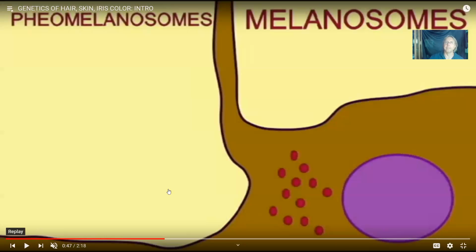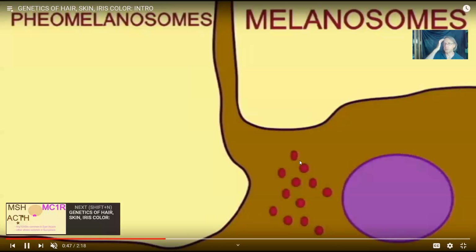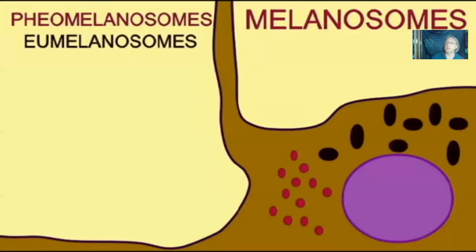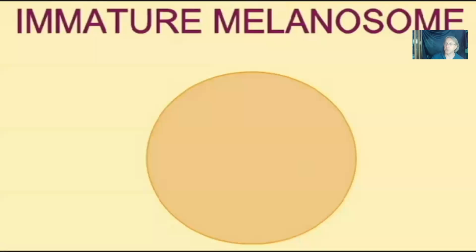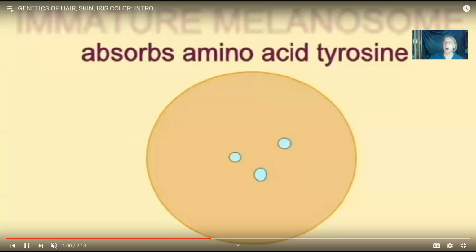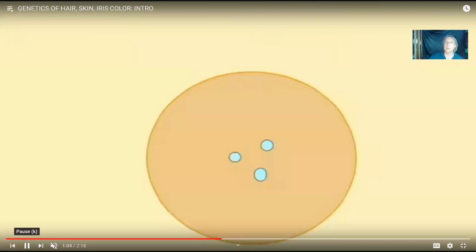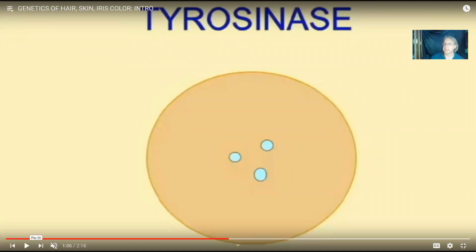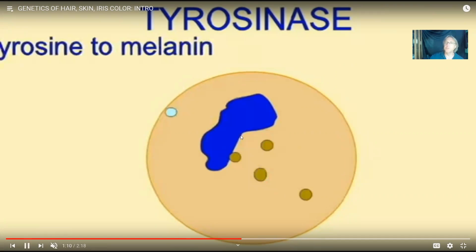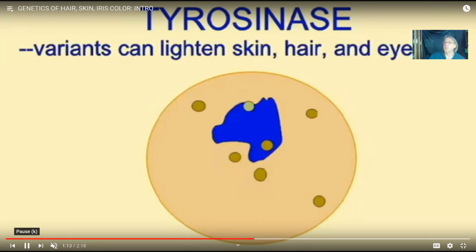There are the pheomelanosomes, which will produce more of a reddish pigment, and then the eumelanosomes. And so melanocytes can make different types of melanosomes, which then can have two different forms of melanin. Now, melanin is made from an amino acid, tyrosine, and there's an enzyme called tyrosinase, which converts tyrosine to melanin.